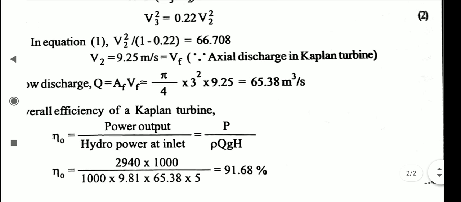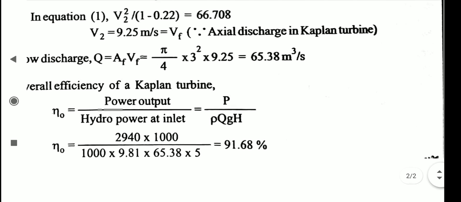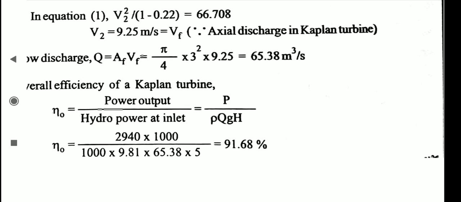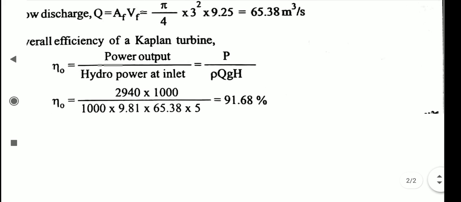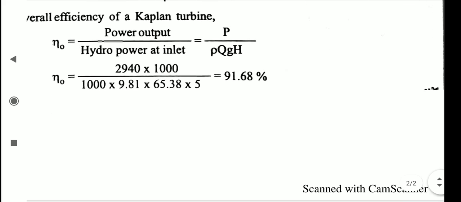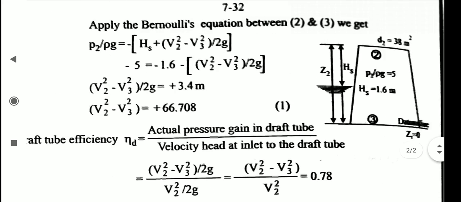The next part is we have to find the overall efficiency of the Kaplan turbine. The overall efficiency is given by power output divided by hydro power at the inlet, so power output P divided by rho Q g H. All the values are known, so substitute: P is 2940 into 1000 divided by rho is 1000 into g is 9.81, Q is 65.38, and H is 5. Overall efficiency you will get 91.68%. So this is about the second problem.